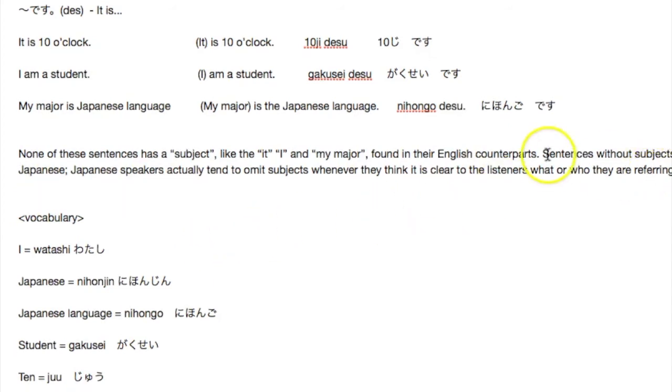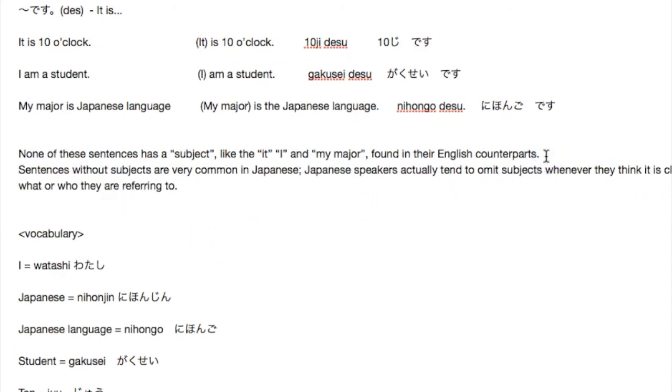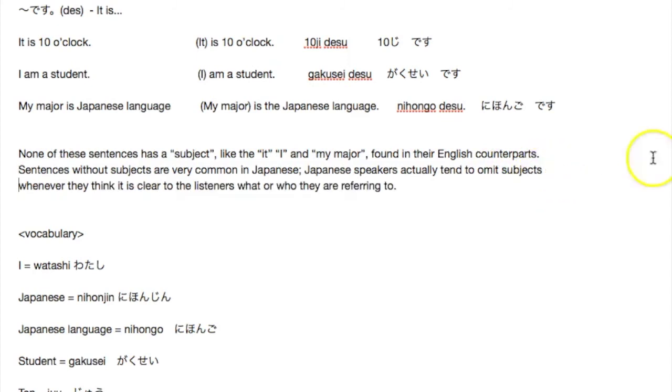Okay, so we'll read this. None of these sentences has a subject like it, I, and my major found in their English counterparts. Sentences without subjects are very common in Japanese. Japanese speakers tend to omit subjects whenever they think it is clear to the listener what or who they are referring to. But even when it's not clear, my mom always omits the subjects.